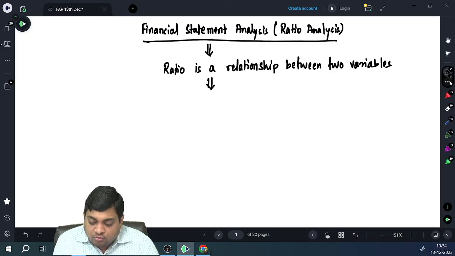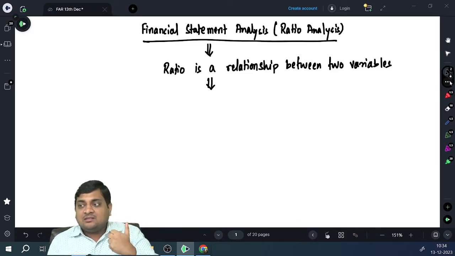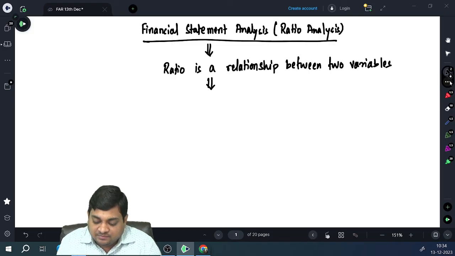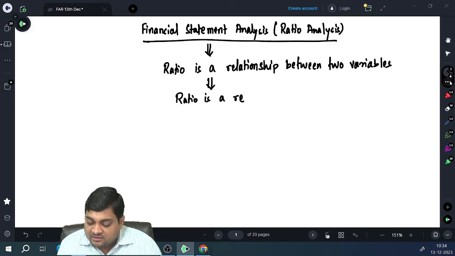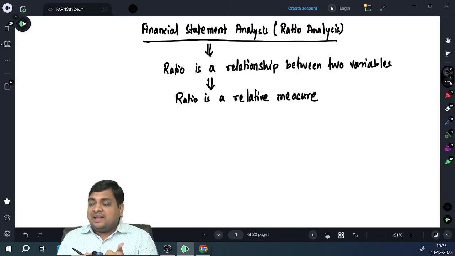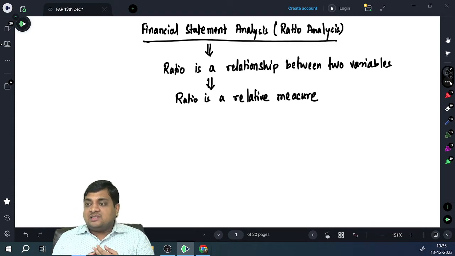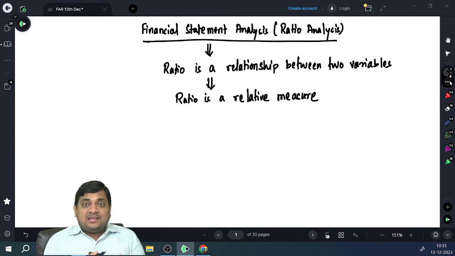You need to create a base for any financial figure, and when you create a base for any financial figure, it is known as a relative measure. So ratio is a relative measure, right? Now, suppose I tell you that I have earned a profit of 2 crores by investing, say, 10 crores, right?